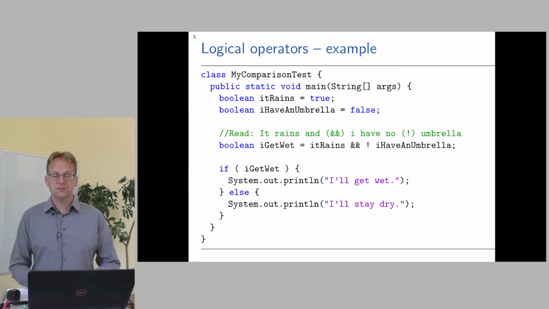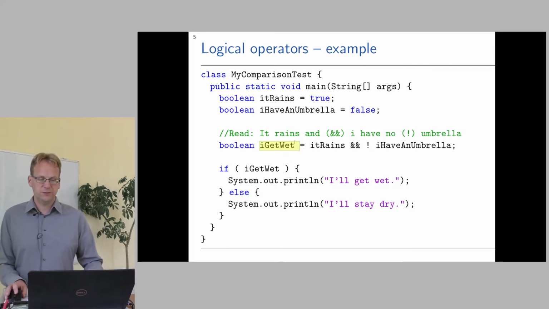Here a short example. So that's one class with a single method, namely our public static void main method, and I'm first of all introducing two variables of type Boolean, namely it rains. Here we say, yeah, today it's raining, so that's true. Then Boolean, I have an umbrella, that's false. Maybe I forgot my umbrella at home, and therefore this variable is false. And now I'm computing from these variables whether or not I get wet. And the result is again either true or false.